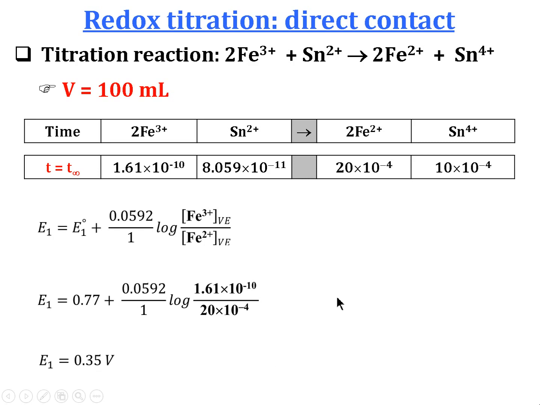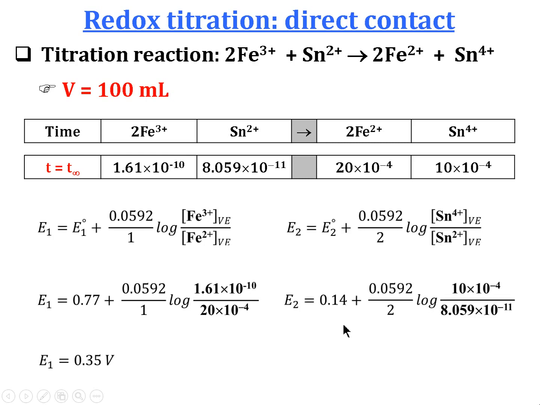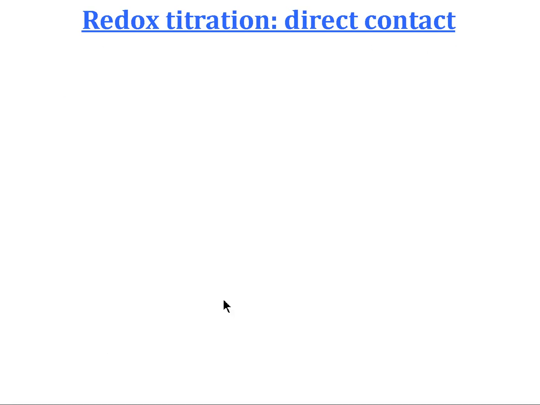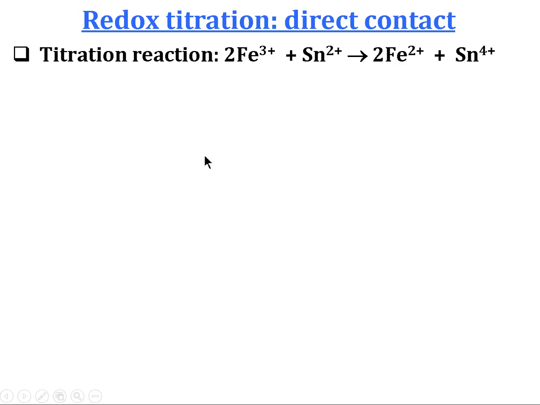0.35 volt. By the same way, if we want to apply E on couple 2, we should obtain the same answer, E2 equal 0.35 volt. In this type of exercise, we apply E on one couple. It's not necessary to apply E on the second couple. We have another method to calculate E of the solution after the addition of 100 ml of Fe3+, so at equivalence.